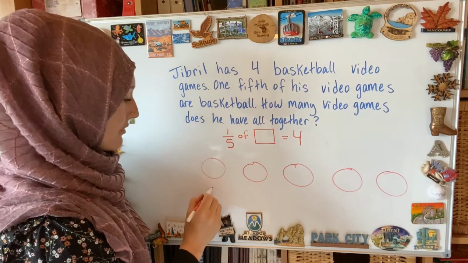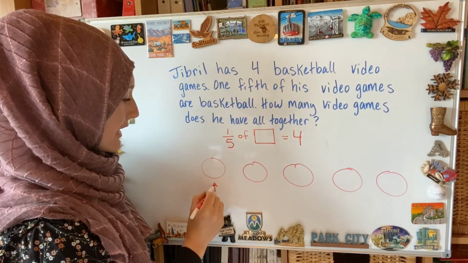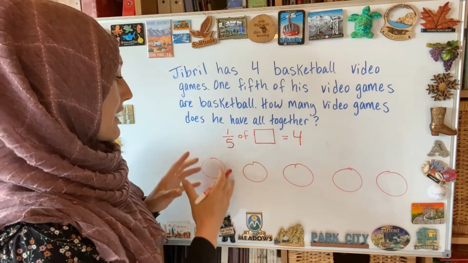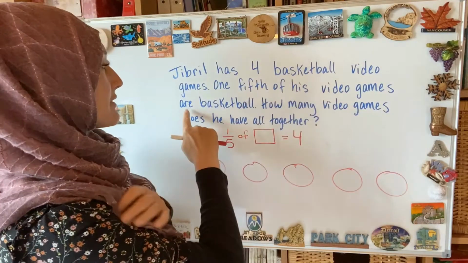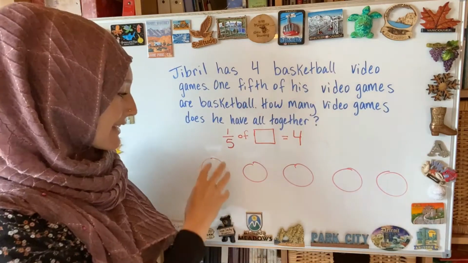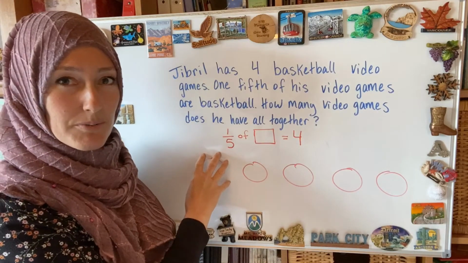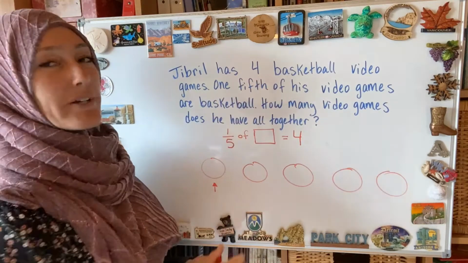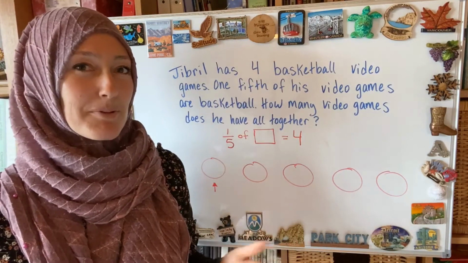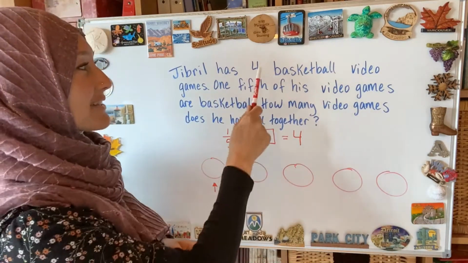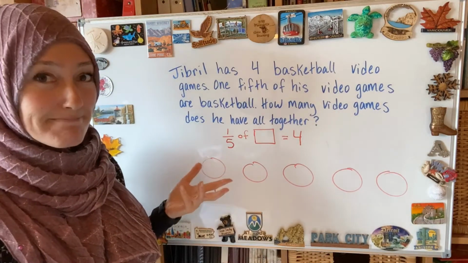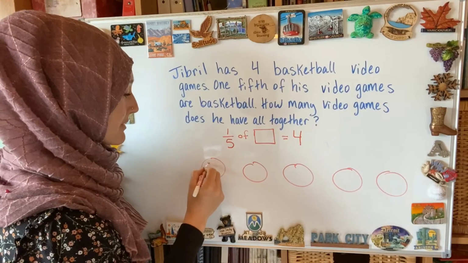And 1 out of the 5. So I'm focusing on 1 out of the 5 groups. Then I go back to my question. 1 out of the 5 groups, 1/5 of his video games are basketball. That means that in here, 1 group are the basketball video games. Also in the question, it tells me how many basketball video games he has. He has 4 of them. So how many will I put inside of this first group? I'll put 4 because he has 4 games.